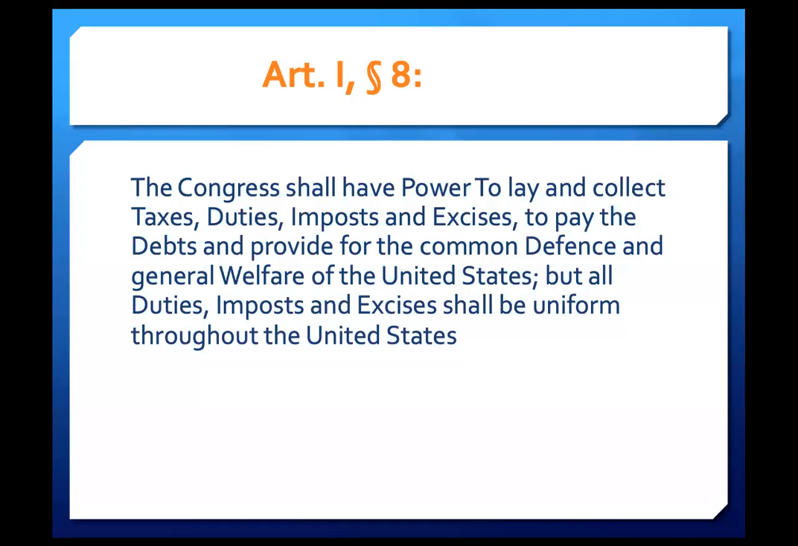The power we're going to be focusing on comes, as with the other powers we've talked about with Congress, from Article 1, Section 8. And this is where Congress is given the power to lay and collect taxes, duties, imposts, and excises. It also gives Congress the power to do some things like pay the debts and provide for the common defense and general welfare of the United States.